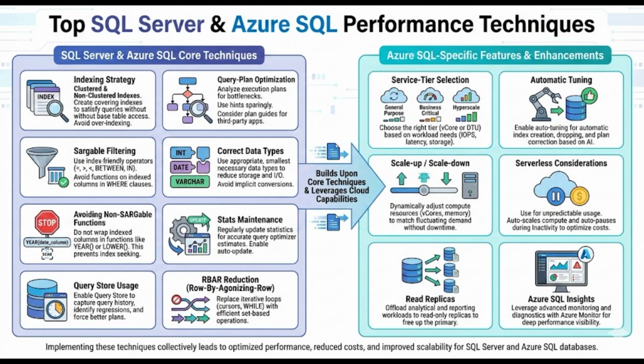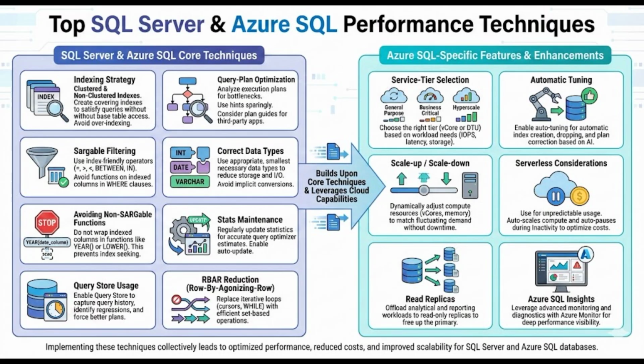Automatic plan correction is equally powerful. When Query Store detects that a recent plan for a query performs worse than a previous plan, Azure can force the last known good plan. This protects you from parameter sniffing or statistics changes causing regressions. Share a hypothetical. After deploying a new version of an API, CPU doubled. Query Store showed a new plan using a hash match instead of the previous nested loop. Automatic tuning forced the old plan, buying you time to investigate without user impact.